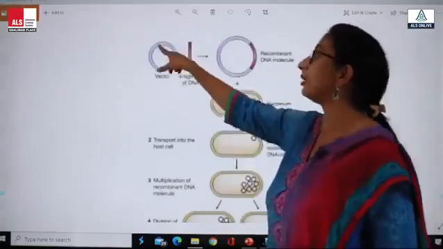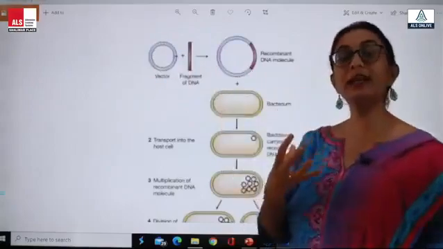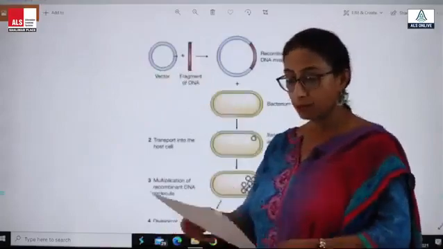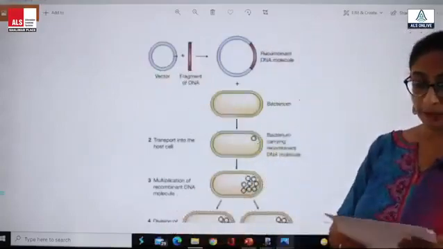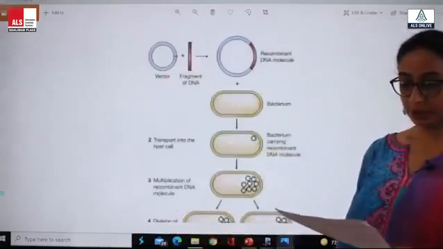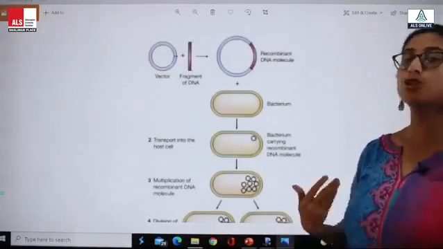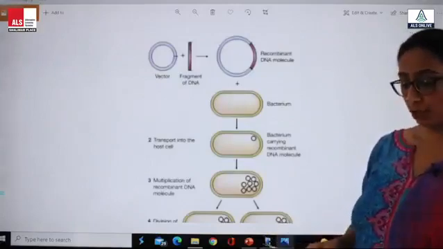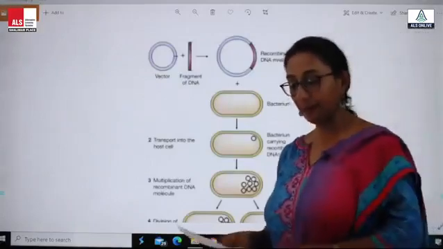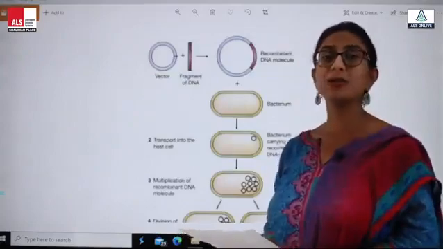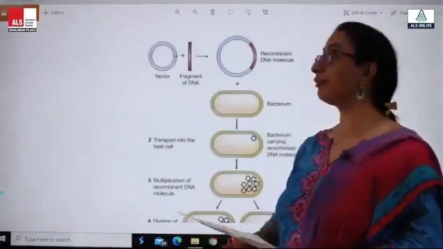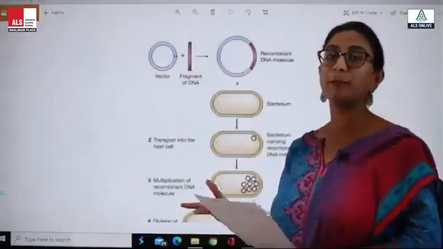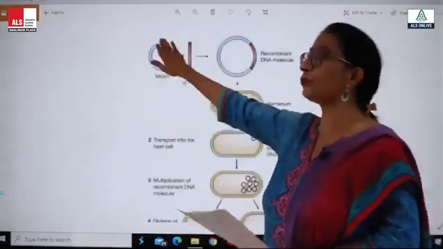Then we have to select a vector. Vector is the vehicle which enables us to carry the gene of interest into the bacterial cell. There are cloning vehicles or carrier molecules. Plasmids are the most commonly used vectors. Plasmids are circular molecules of DNA that lead an independent existence in the bacterial cell. Nowadays we also have the technique of injecting the DNA straight into the bacterial cell, but in genetic engineering, most commonly we use vectors.